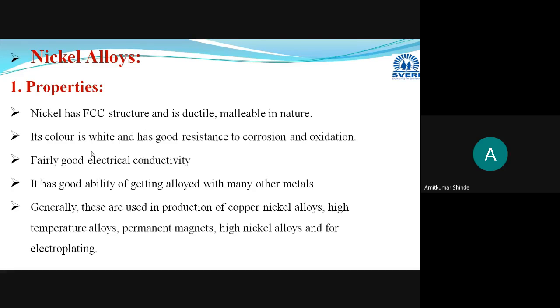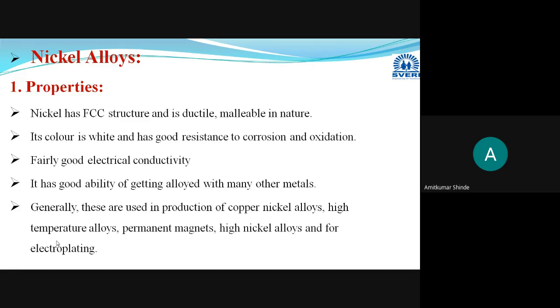Then in the last point I have mentioned some common applications. These are used in the production of copper nickel alloys, then high temperature alloys, then different types of magnets, and high nickel alloys for electroplating.